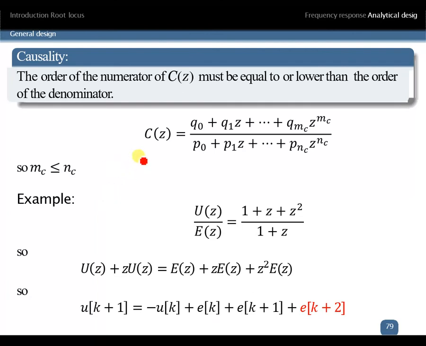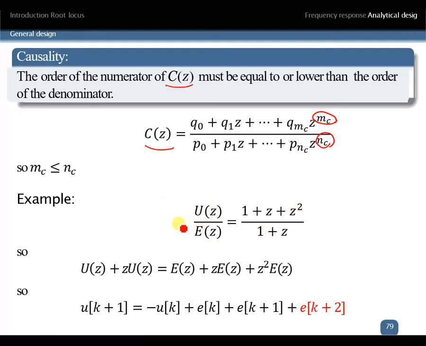Causality: the order of the numerator of the controller must be equal to or lower than the order of the denominator. Imagine the control system is a combination of q0 plus q1 z and p0 plus p1 z, and if you see the order of the numerator m_c all the time should be smaller than or equal to n_c. Example, U(z) equal to E(z), 1 plus z plus z^2, and E(z) is 1 plus z.